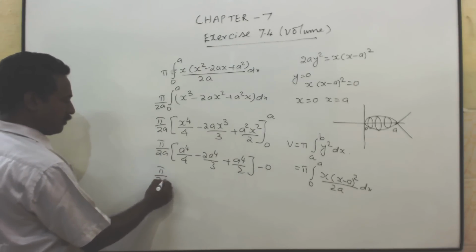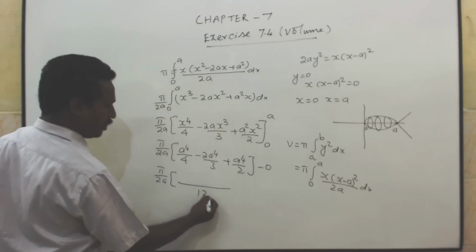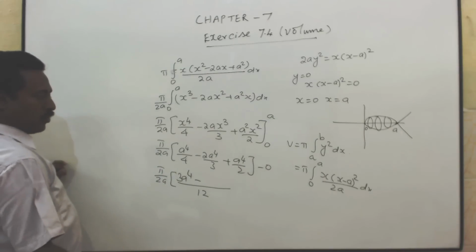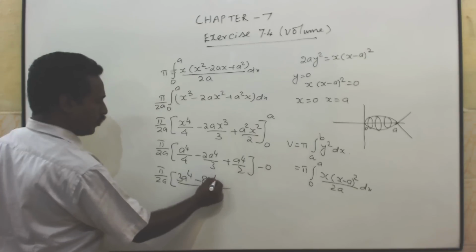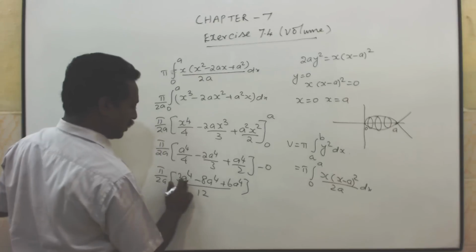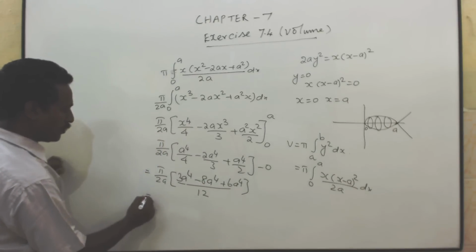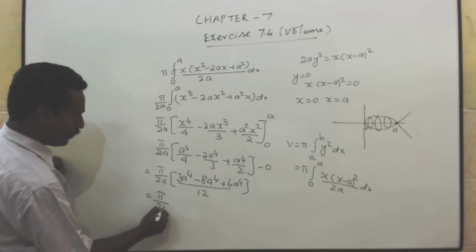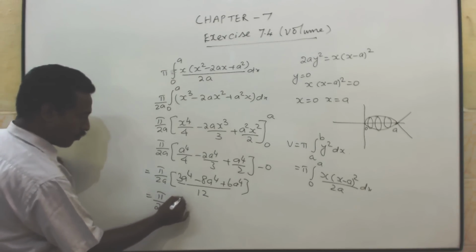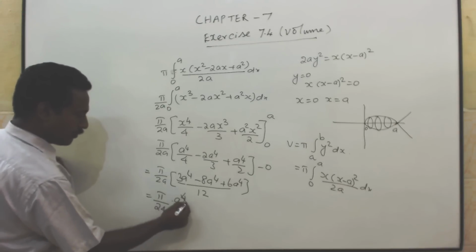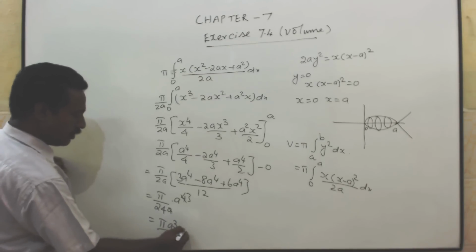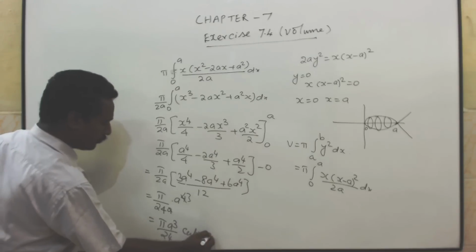So we know how to take the LCM. 4, 3, 2, LCM is 12. 4 3s are 12, that is 3a power 4, minus 4 3s are 12, that is 8a power 4, 6 2s are 12, that is 6a power 4. So 9a power 4 minus 8a power 4 equals a power 4, and pi by 2a into 12 is 24a. We cancel, giving 5 pi a cube by 24 cubic units, because it is volume.